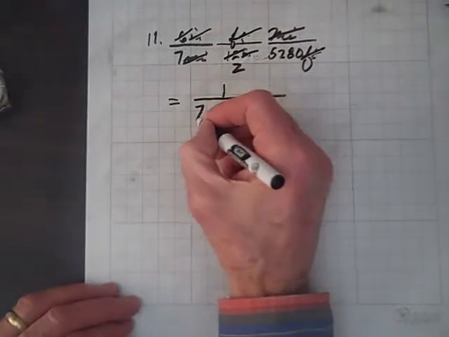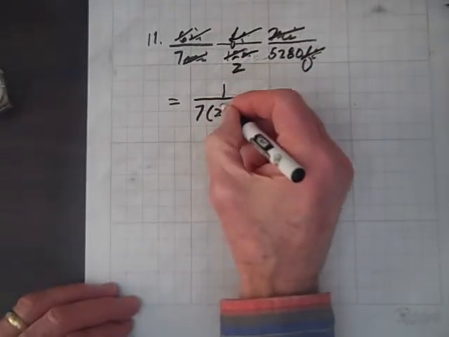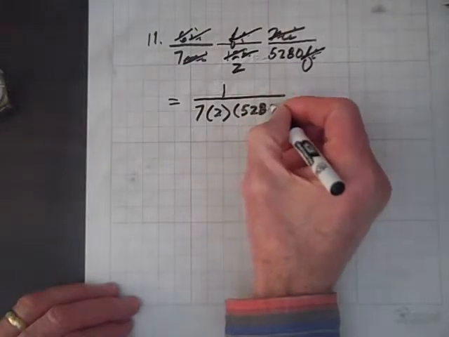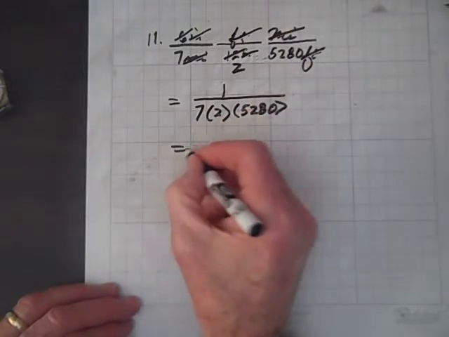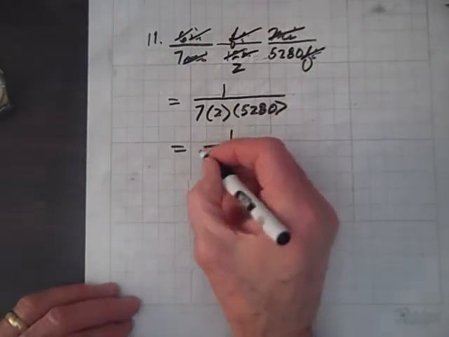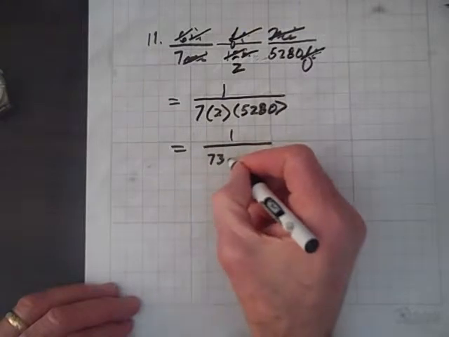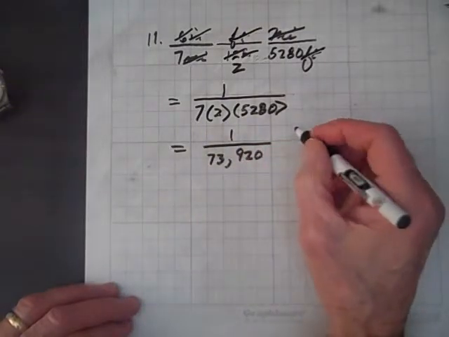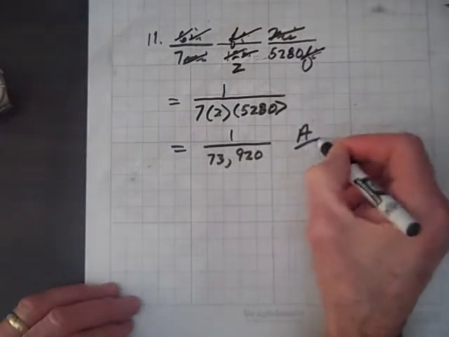And so now we have 7 times 2 times 5,280. When we compute that product, we get 73,920, which is the scale ratio, and that is selection A.